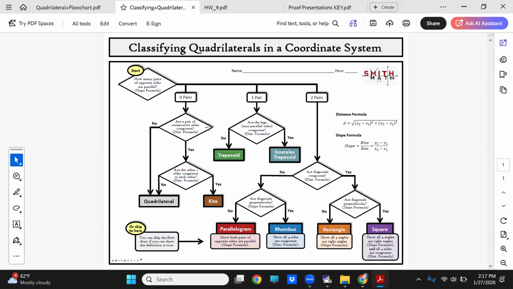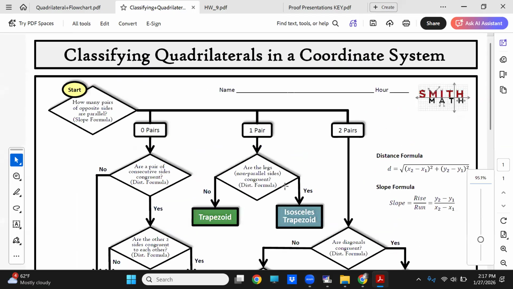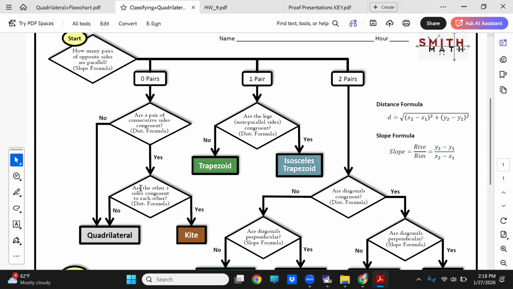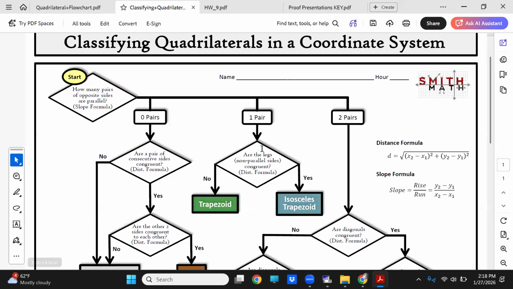So that's just the hierarchy of that. And then here's a little flow chart you could use for classifying quadrilaterals in a coordinate system. So if you use distance formula or slope formula, we know all those things. You start with how many pairs of opposite sides are parallel. No pairs, then we'll go down that flow chart. And of course, you could have a kite if the two sides congruent to each other are the same, use distance formula. If not, it's just a plain quadrilateral. If you have one pair, it could be a trapezoid or an isosceles trapezoid, depending on if the non-parallel sides are congruent using distance formula.